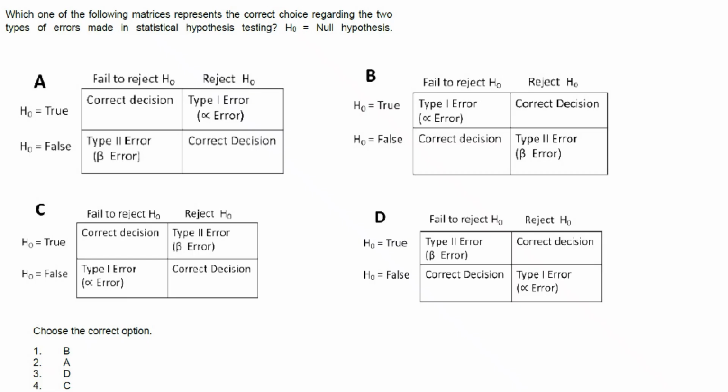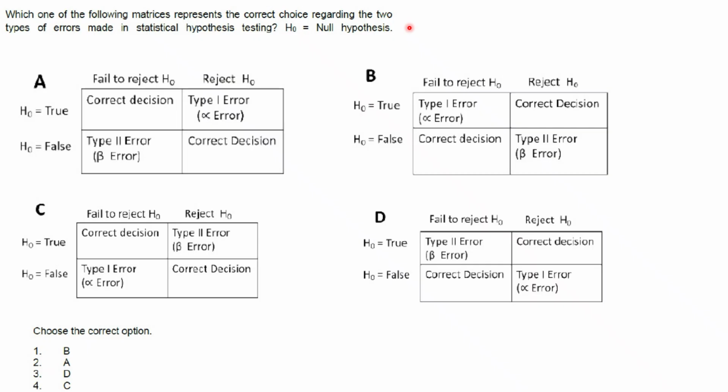Okay, now next one. That is your type 1 and type 2 errors. They have given the null hypothesis. So choose the choice regarding the 2 types of errors made in statistical hypothesis testing. Okay. So what is this null hypothesis? Null hypothesis means it is a negative statement. Just remember that, negative. Everything is negative for null hypothesis.